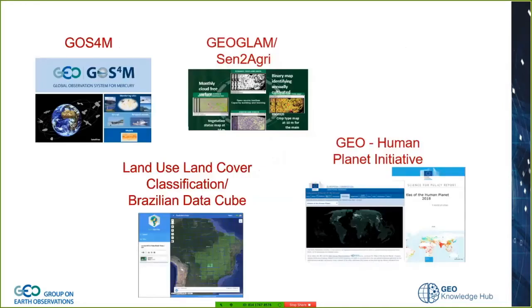If we consider, for example, the Global Observation System for Mercury or the GEO Global Agricultural Monitoring flagships, or the land use land cover classification being done by the Brazilian Data Cube, the GEO Human Planet Initiative, we'll note that the work of each of these activities of the GEO Work Program provide Earth observation solutions that could have a wider impact if they were disseminated by means of the GEO Knowledge Hub.